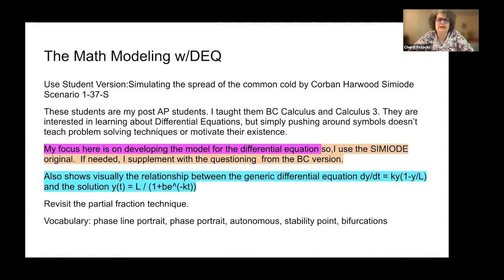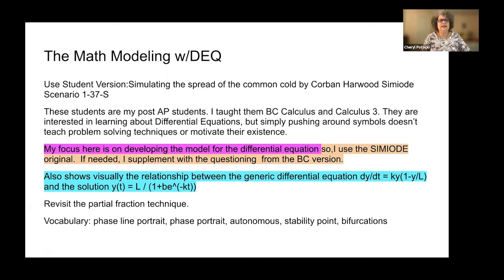So lastly, my math modeling class with differential equations, and my students literally did that this week. We're in our population model unit. And so we used Harwood's write-up as is. And I do supplement some of the questioning in the analysis part, but it allows me, once we have collected data, to look at both the phase portrait as well as some of the other topics that I can now discuss because we have a graph to look at them. And also to revisit the partial fraction technique, because they all took BC with me, except for one. And so we can work with the different topics that go in there as well.